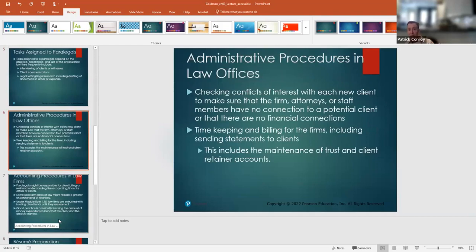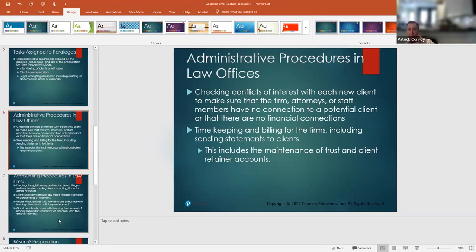Administrative procedures and law. Checking the conflicts of interest with each client. Make sure that the firm, attorneys, and staff members have no connection to a potential client, that there are no financial connections. For instance, if you own stock in a company that your client is suing, that's a conflict of interest.